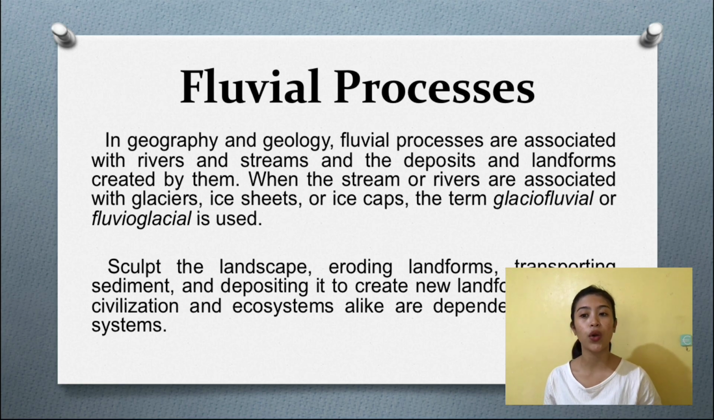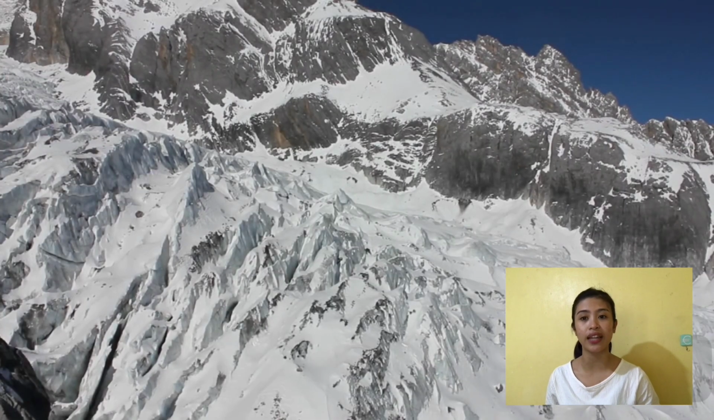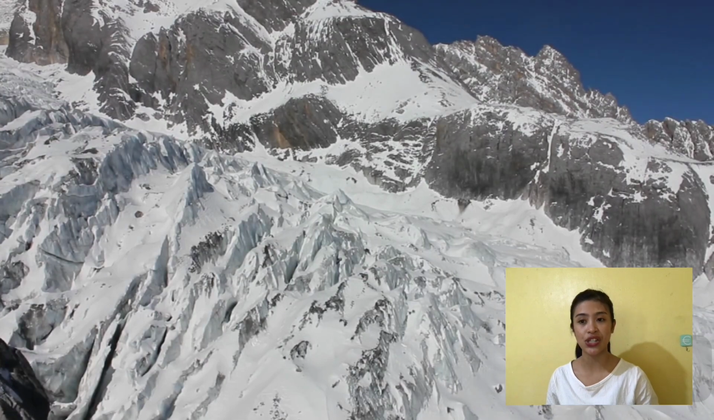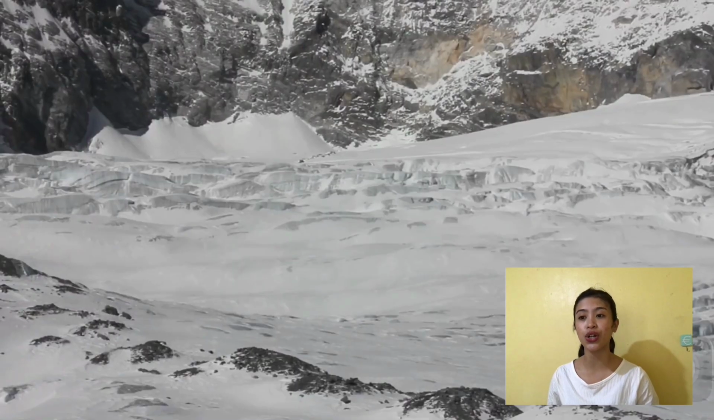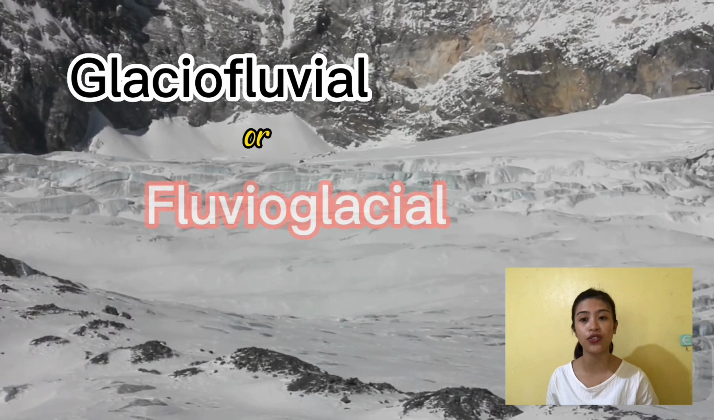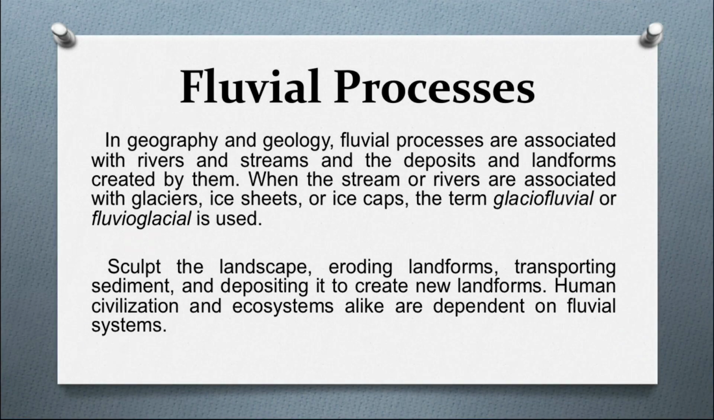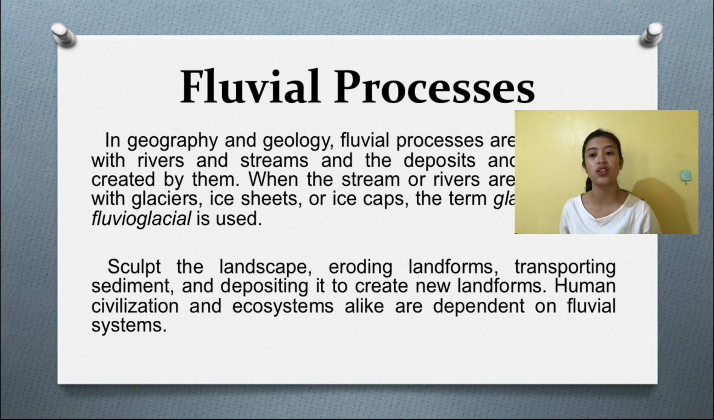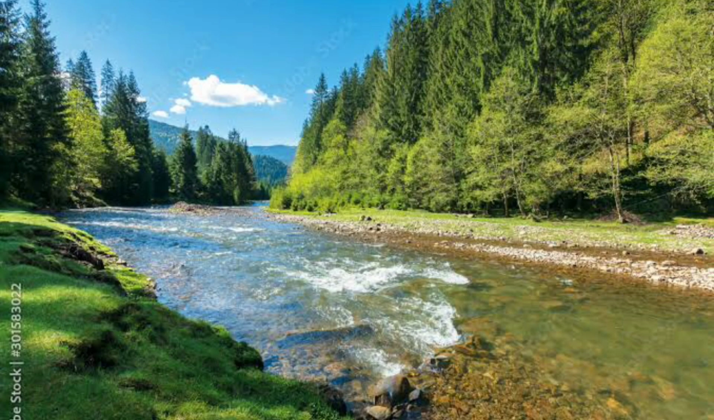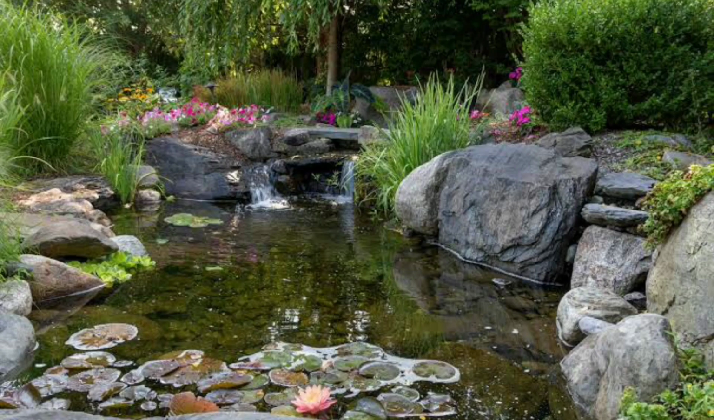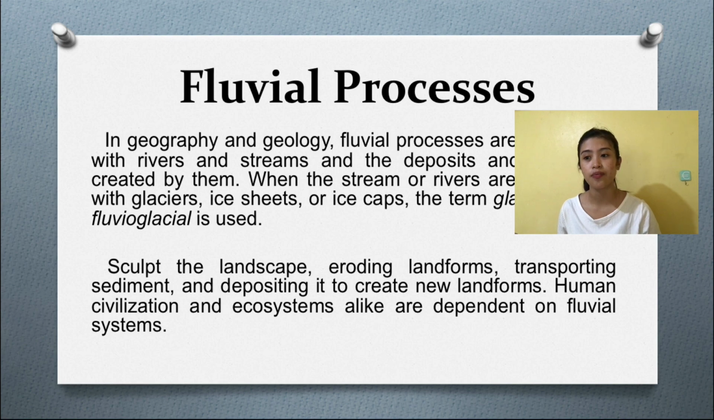by them. When the streams or rivers are associated with glaciers, ice sheets, or ice caps, the term glaciofluvial or fluvio-glacial is used. Fluvial processes sculpt the landscape, eroding landforms, transporting sediment, and depositing it to create new landforms. This is how the rivers, the streams, and the ponds are made from these processes.